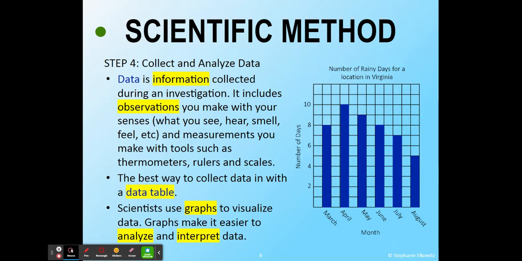Measurements are taken with tools like thermometers, rulers, and scales, right? With our fertilizer example, we would use a ruler because the fertilizer example is saying that the flowers will be bigger with fertilizer than without. So we want to measure the size of the flowers on each plant as they grow.